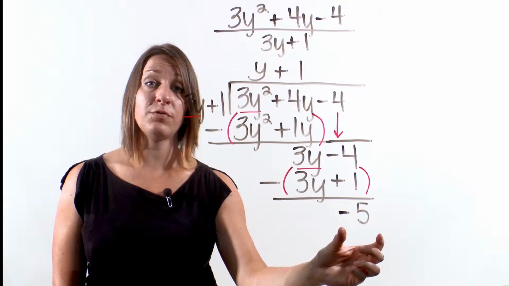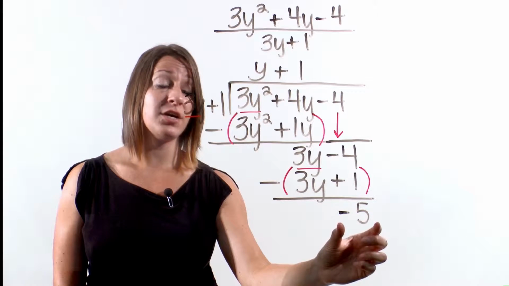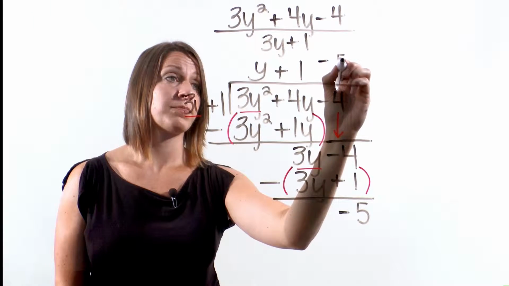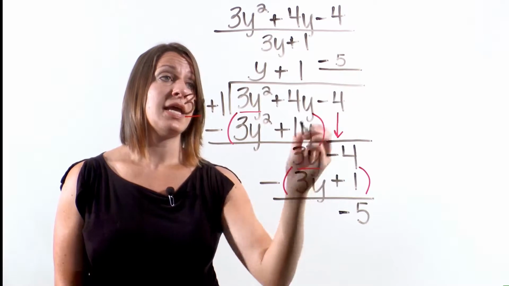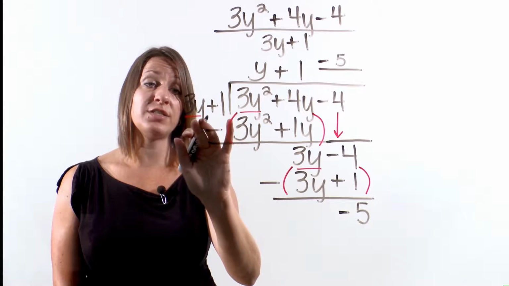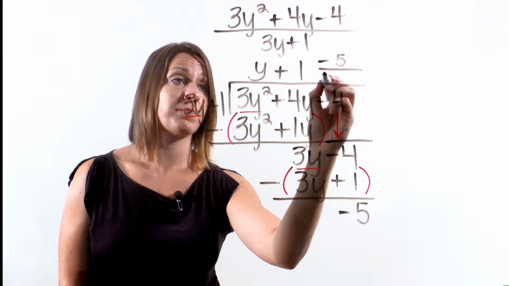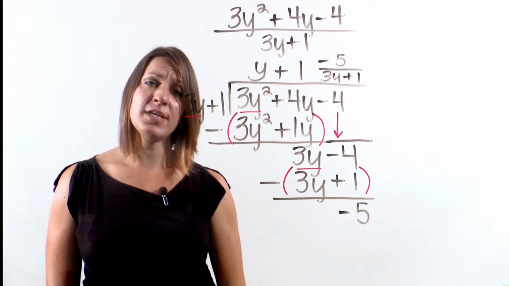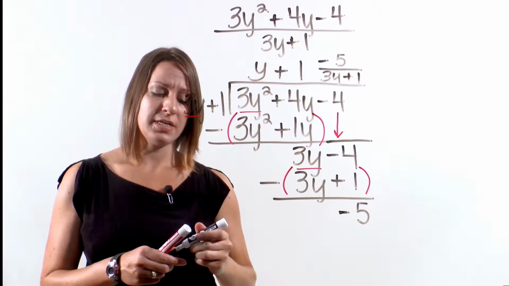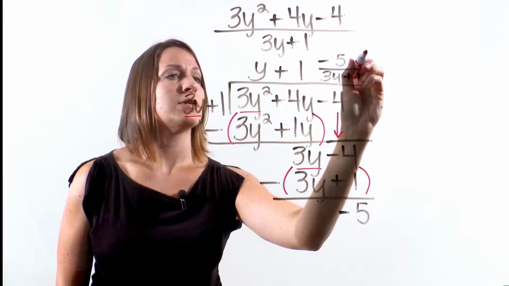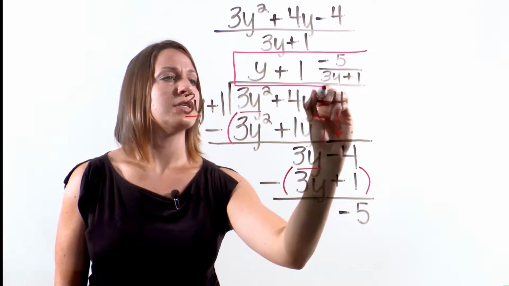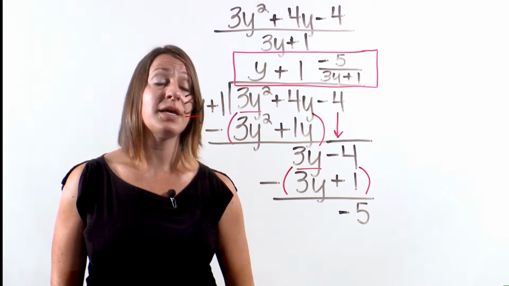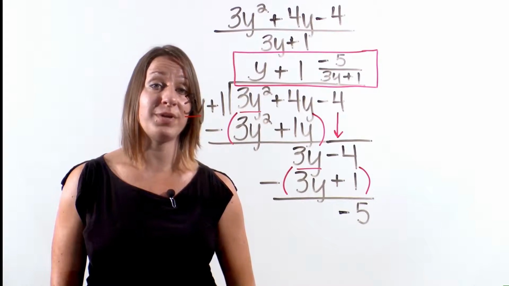But we're going to write this in a fraction format. We're going to take our negative 5 and put that in a numerator. And in the denominator, we're going to put our divisor 3y plus 1. So even though that makes our answer look a little strange, it's still correct. So the final answer to this division problem is y plus 1 minus 5 over 3y plus 1.